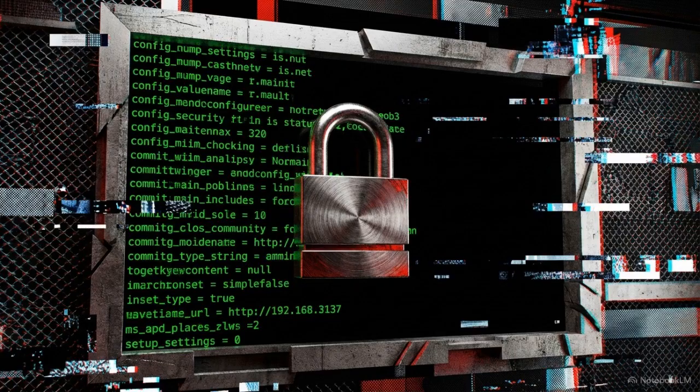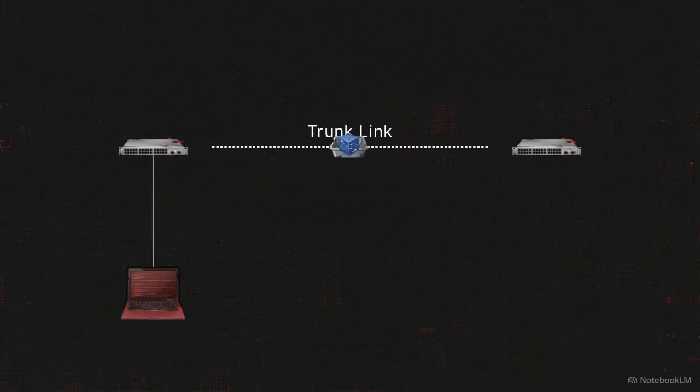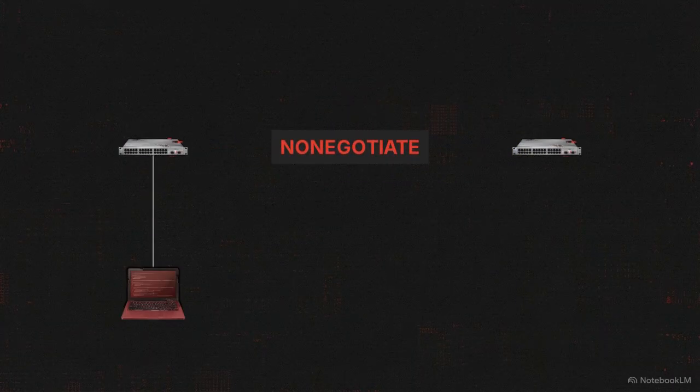To stop the attacker from jumping into the secure server segment, the administrator blocked VLAN hopping by configuring the port to switchport non-negotiate. They also explicitly tagged the native VLAN. This strips away the attacker's ability to ever form a trunk link.